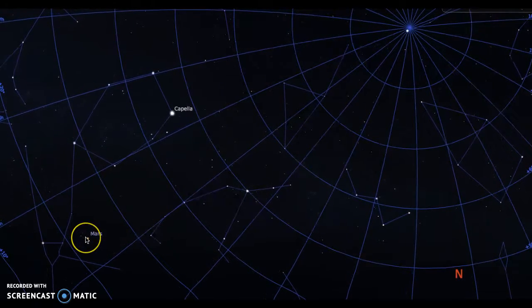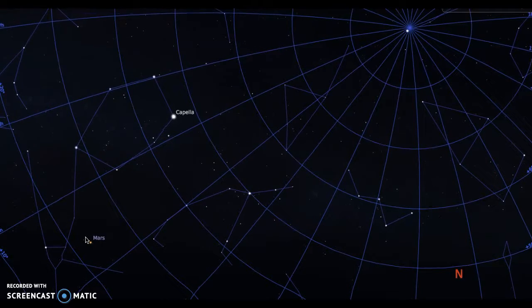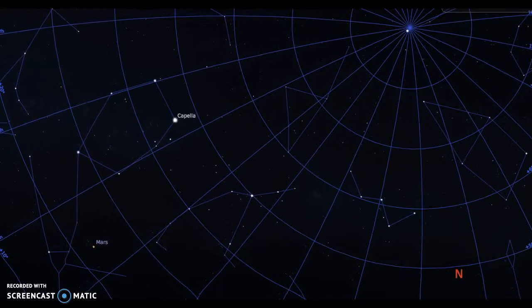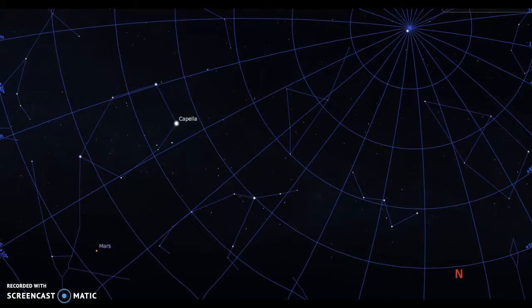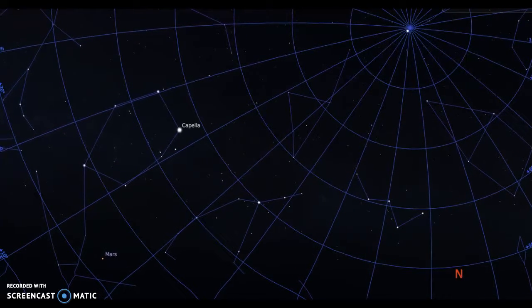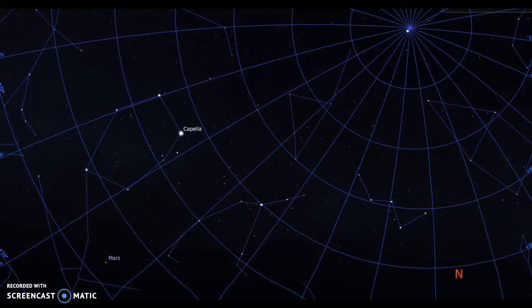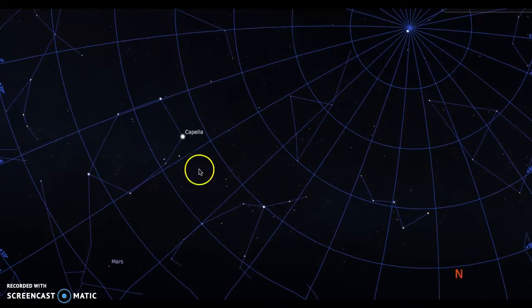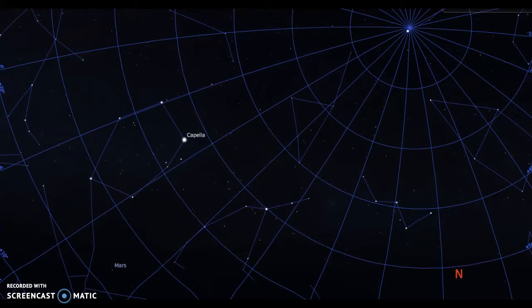Also, you can see Mars right here. The planets are going to start moving as the time of year changes also. So that is how, back thousands of years ago, people were able to make conclusions that the Earth was in one place and the stars were moving around it, rather than what it really is.